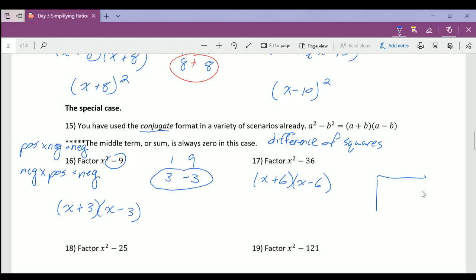Let's really quickly use the box method to get that going. That's going to be an x and a 6 out here, and an x and a negative 6 over here. X times x, that's your x squared. X times 6 being 6x. Negative 6 times x, that's negative 6x. And then this is negative 36. Look what's going to happen right here. That's a negative 6 and a positive 6. When you add those together, they do cancel each other out.